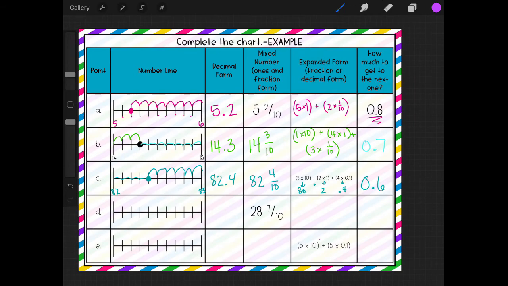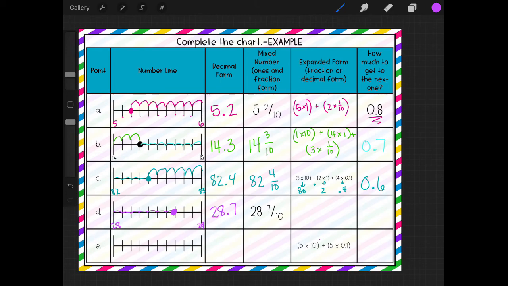Let's write that in decimal format, 28.7. I know that 28.7 is going to fall between 28 and 29. Now I need to count 7 on my number line in order to find where I need to go. 1, 2, 3, 4, 5, 6, 7. I'll draw my little dot right there. And then I'm going to write it in expanded form. This time I'm going to show you how to do it in decimal form.